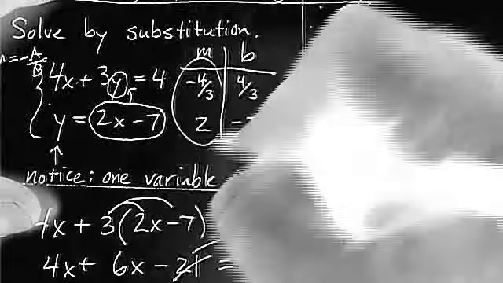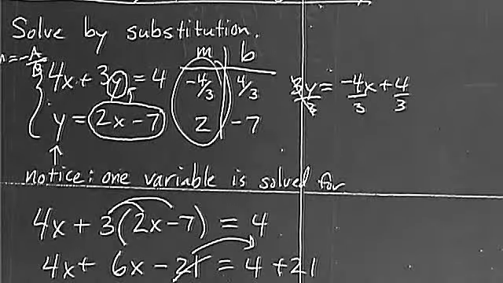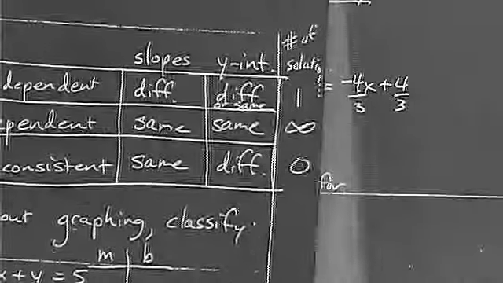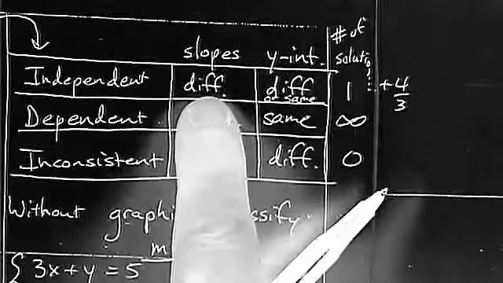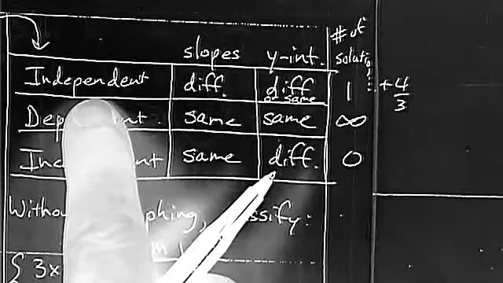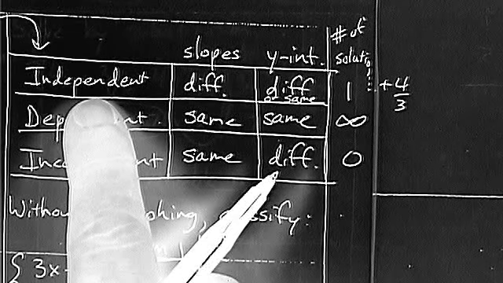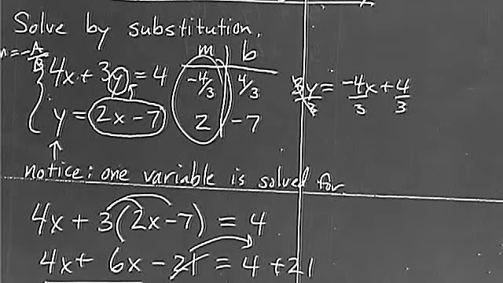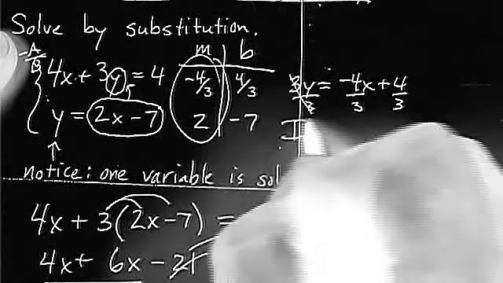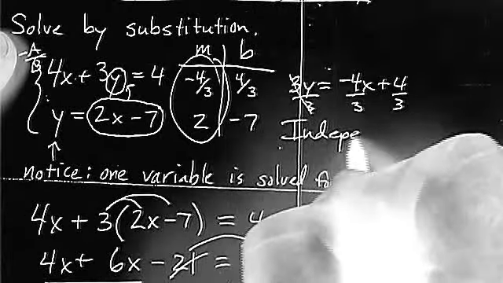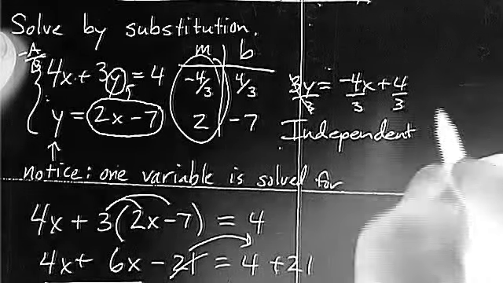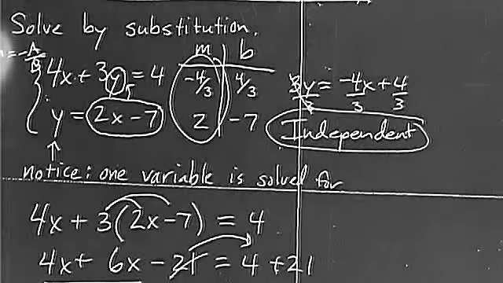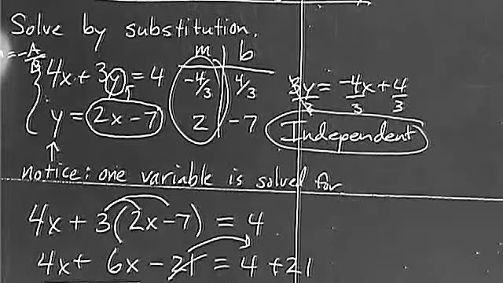Now, as soon as we see that the slopes are different, we can refer back in our notes to that chart. Different slopes means independent lines, which would cross one time, which makes sense because we did find a solution. So this is independent based on the different slopes. Makes a lot of sense.